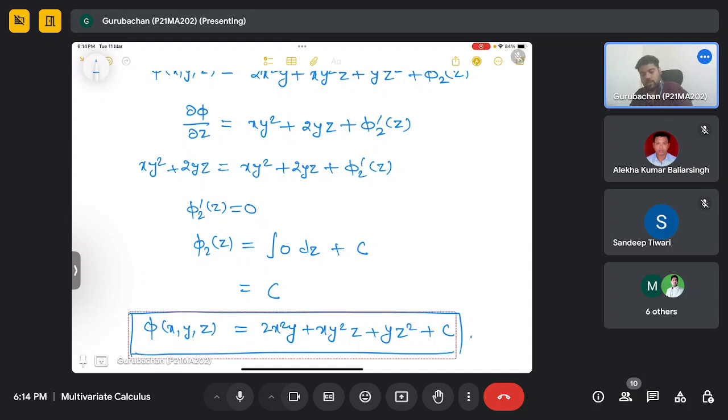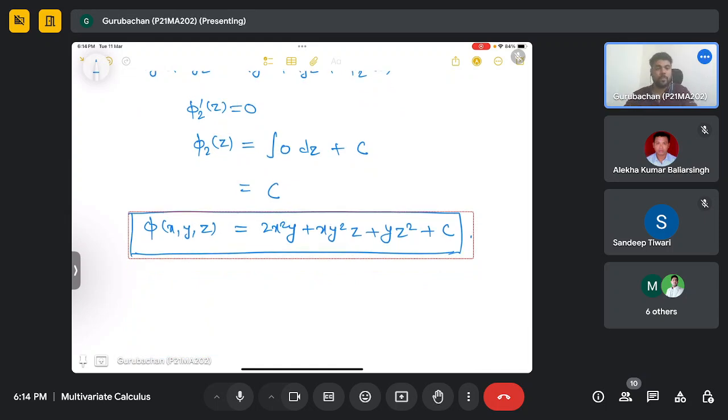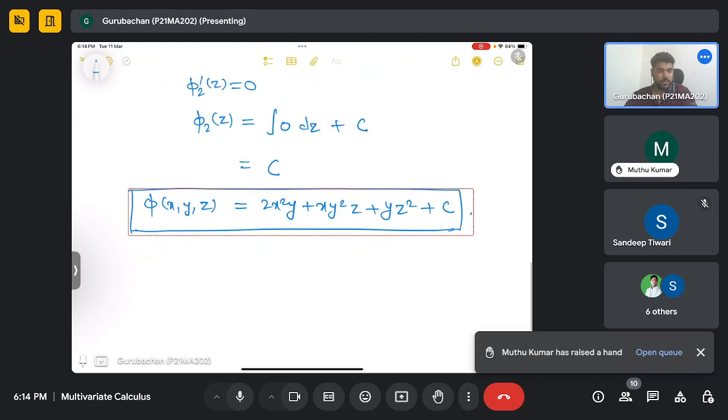Okay, any doubt? Okay, yes, please. Is curl f 0? I will let you know. Let me start in my way, I will discuss that part. I am saying curl f is not equal to 0, therefore f cannot be a potential function. Okay.